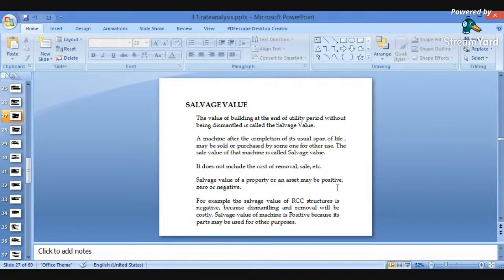Again, there is an example for the salvage value. The salvage value of RCC structures is negative because dismantling and removal will be costly. Salvage value of a machine is positive because its parts may be used for other purposes. Okay, there is an example.